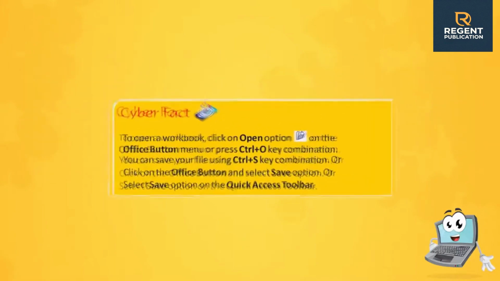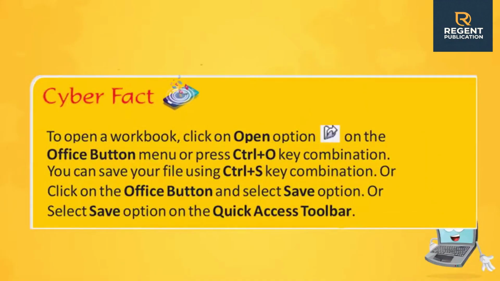Cyberfact. To open a workbook, click on Open option on the Office button menu or press Ctrl plus O key combination. You can save your file using Ctrl plus S key combination or click on the Office button and select Save option or select Save option on the Quick Access toolbar.